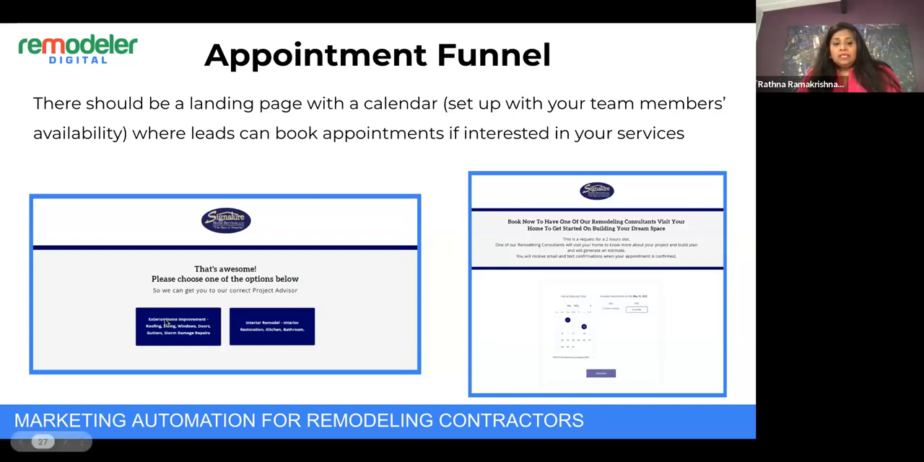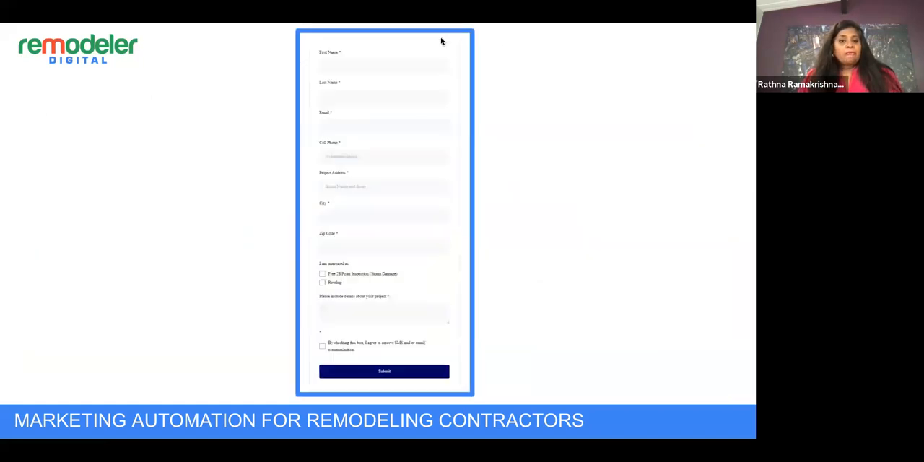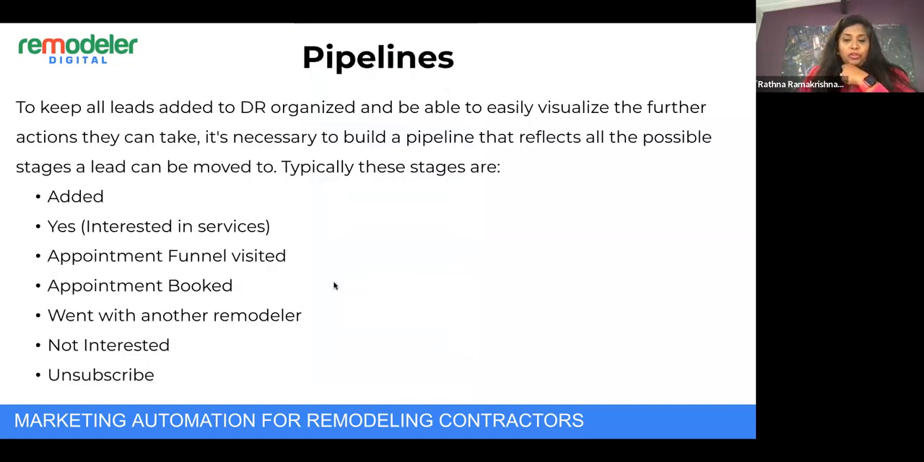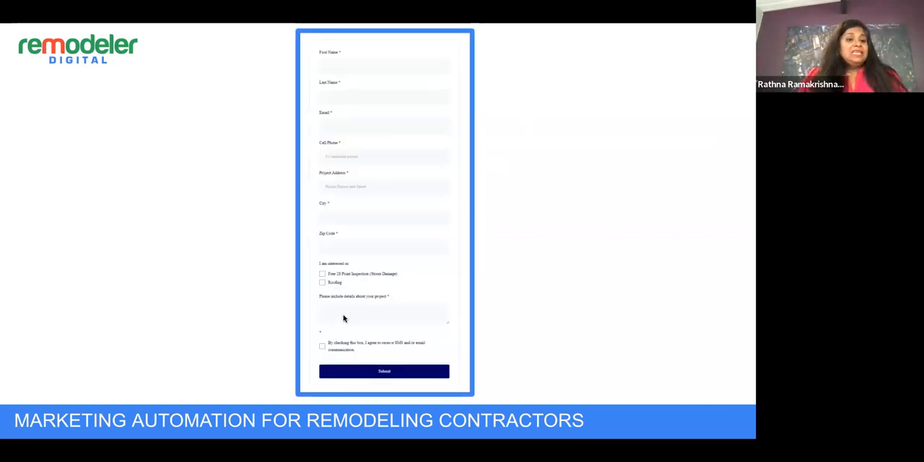There should be a landing page with a calendar. When somebody comes in, we give them a choice, exterior or interior. And when they come in here, they can go and choose all the open slots. They can pick what time works for them. We can ask for anything that you dream of, anything that is going to save you time. First name, last name, email, cell phone, project address, city, zip code. Do you just want a storm damage, roofing? We can have an entire section there of what you want to ask for. Any details about the project.